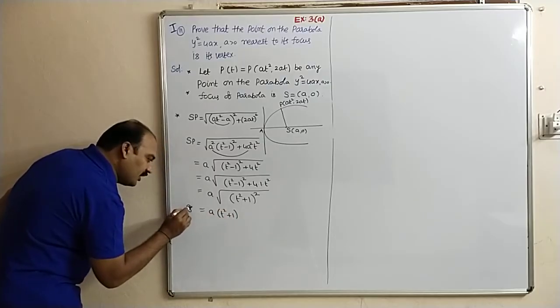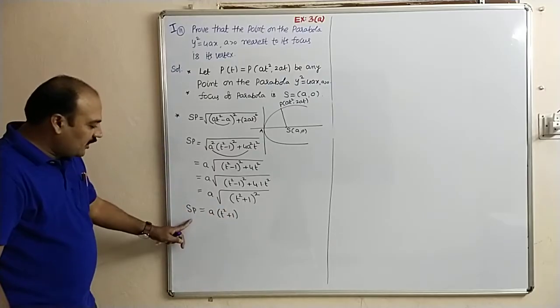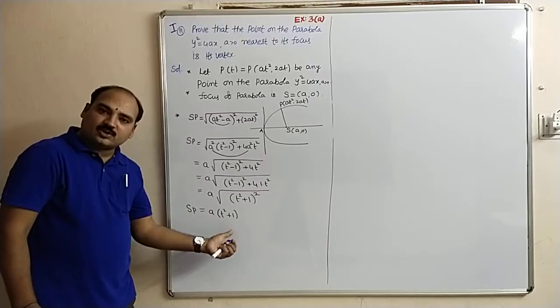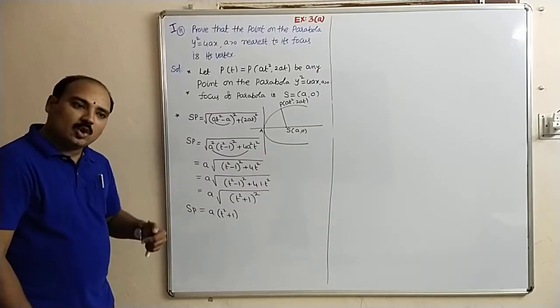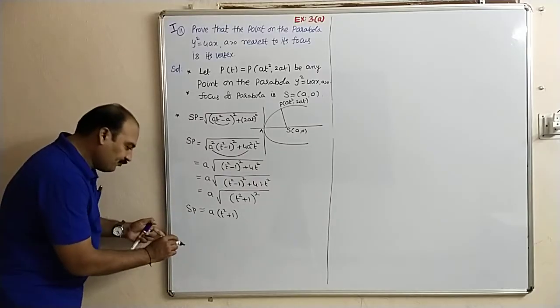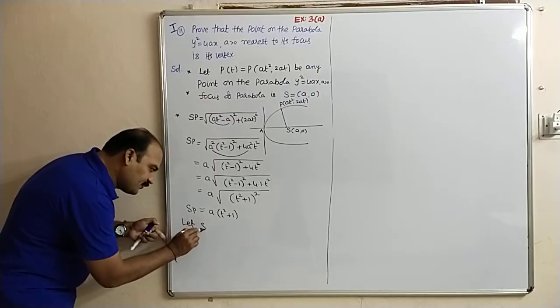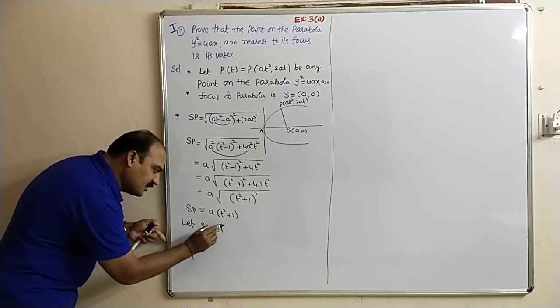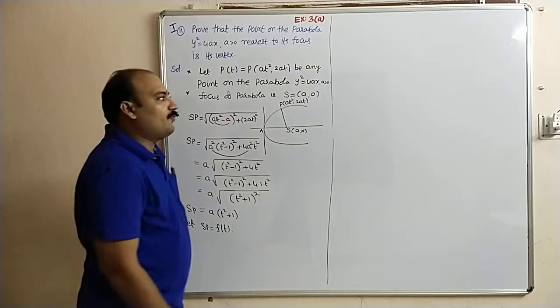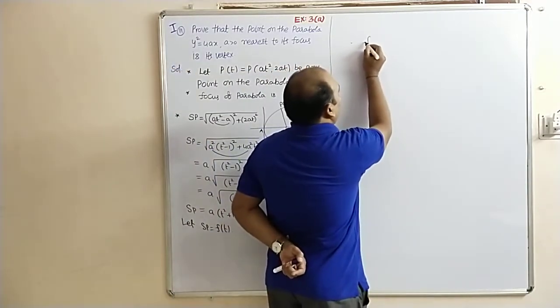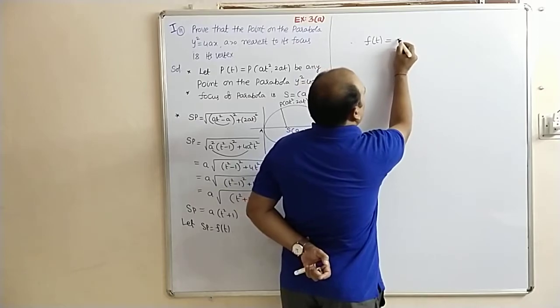This is about SP. SP is a distance a into (t square plus 1). It is in terms of t, no? So I am assuming that SP is f of t. Let SP is equal to f of t. Why? Because it is a function in terms of t. So therefore f of t equal to a into (t square plus 1).